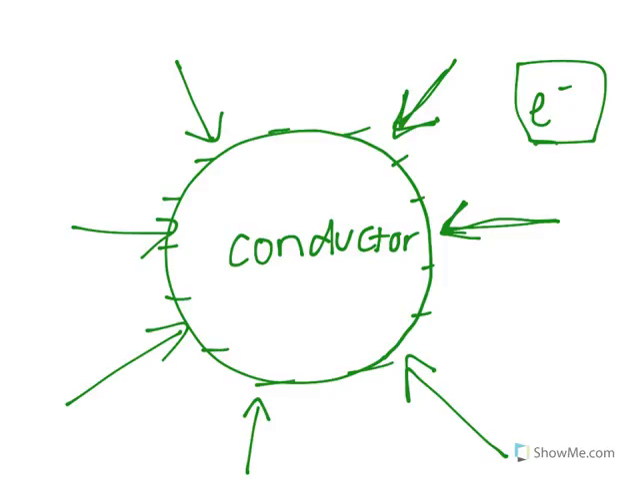How about inside the conductor? What is our electric field going to look like? As you might remember, by the principle of superposition, we'll see that the electric field inside the conductor is 0. This is like a Faraday cage.